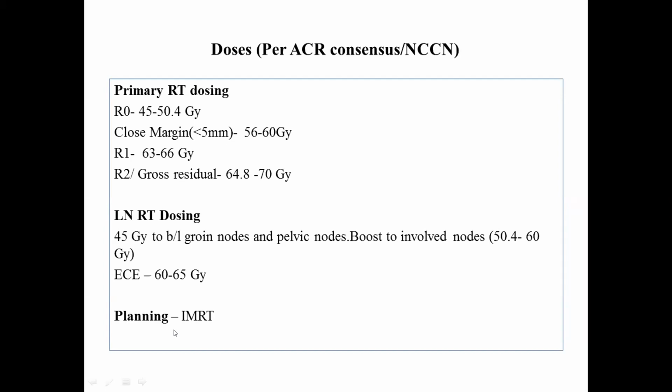Lymph node dosing: 45 gray to bilateral groin nodes and the pelvic nodes, and we may boost the involved node also. If there is an extracapsular extension, then 62 to 65 gray. And planning is preferably by intensity modulated radiotherapy, that is IMRT.